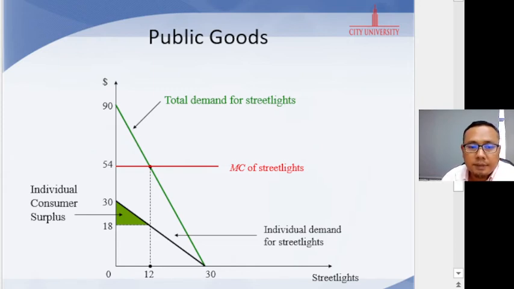Nevertheless, if each person paid, let's say, $18 per light, together they would pay $54 per light and could afford to purchase the socially efficient quantity of lights. So the only way the people in this neighborhood can achieve the socially efficient quantity of lights is to pool their resources. If they accomplish this and each pay $18 per light, each will enjoy a consumer surplus of the shaded region.